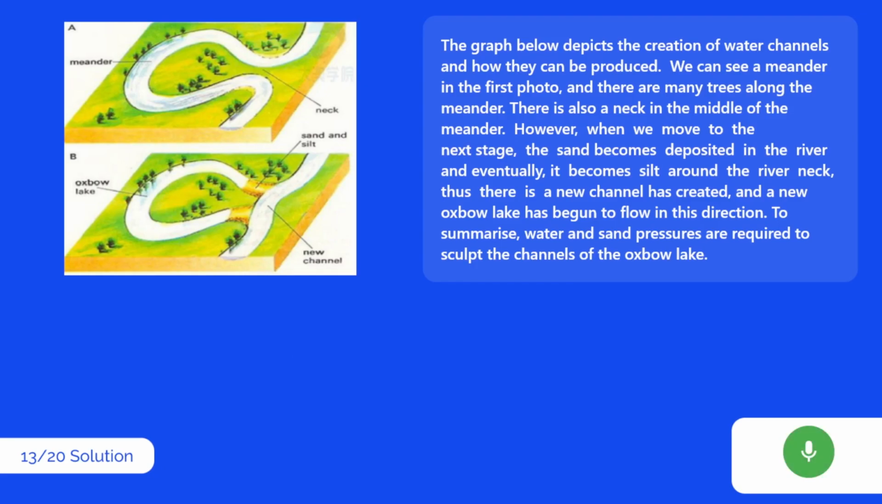The graph below depicts the creation of water channels and how they can be produced. We can see a meander in the first photo, and there are many trees along the meander. There is also a neck in the middle of the meander.